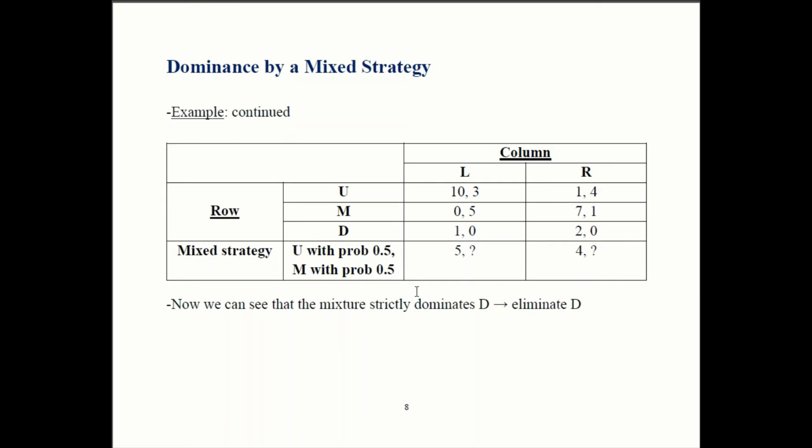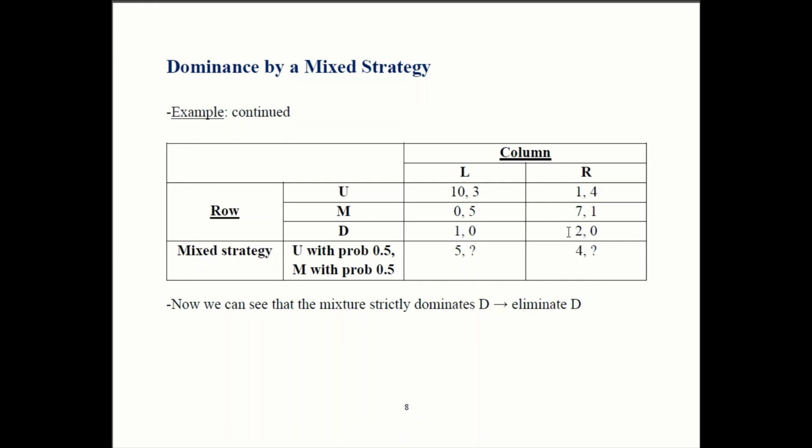And it turns out the mixture is indeed better. If column is playing left, I'd rather play the mixture and get 5 than play D and get 1. Also, if column is playing right, I'd rather play the mixture and get 4 than play down and get 2. So the mixture strictly dominates D. We have dominance by a mixed strategy.